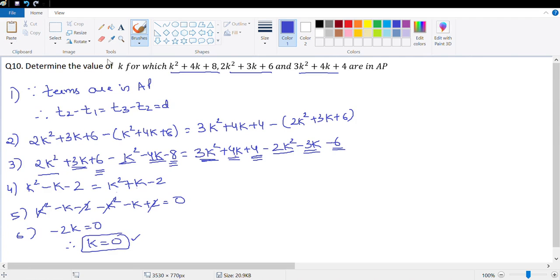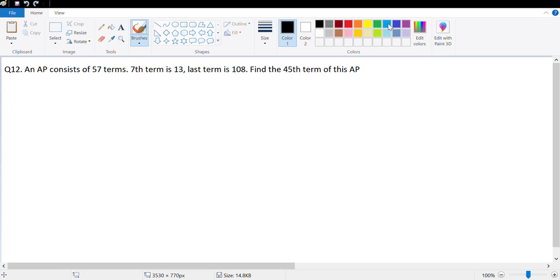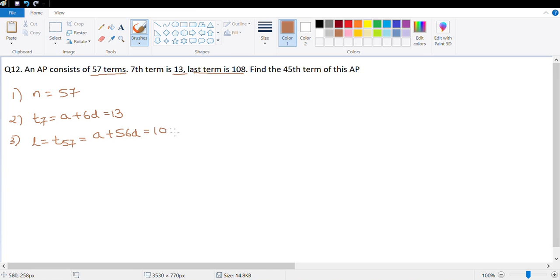Good. That brings me to the last homework question that we had, which is question number 12. It says an AP consists of 57 terms. So, n in this case is 57. Seventh term is 13. So, T7, which is basically equal to A plus 6D, is given equal to 13. Last term, so in this case, last term is L, for if there are 57 terms, which is T57, which will basically be equal to A plus 56D, and this is given equal to 108. We need to calculate the 45th term. That's my first equation. That's my second equation.